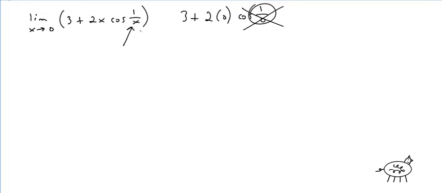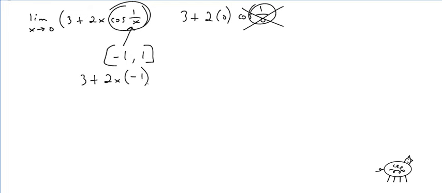So what I need to do is use the sandwich theorem and think about the smallest value that whole thing can be. What is the smallest thing that cosine of something can be? Don't you guys agree that cosine is between -1 and +1? So the smallest value is -1. Let's write it out as 3 plus 2x, leaving that as an x, times -1, because that's the smallest value.